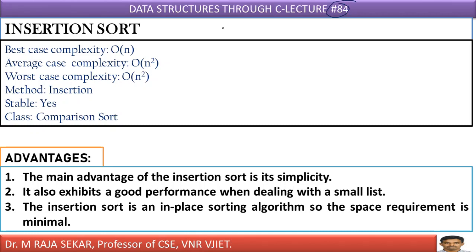This is lecture number 84. In this lecture, we will try to understand insertion sort. The best case time complexity of this particular algorithm is big O of n. Average case time complexity is big O of n square. Worst case time complexity is big O of n square, where n is the number of elements in the given list.